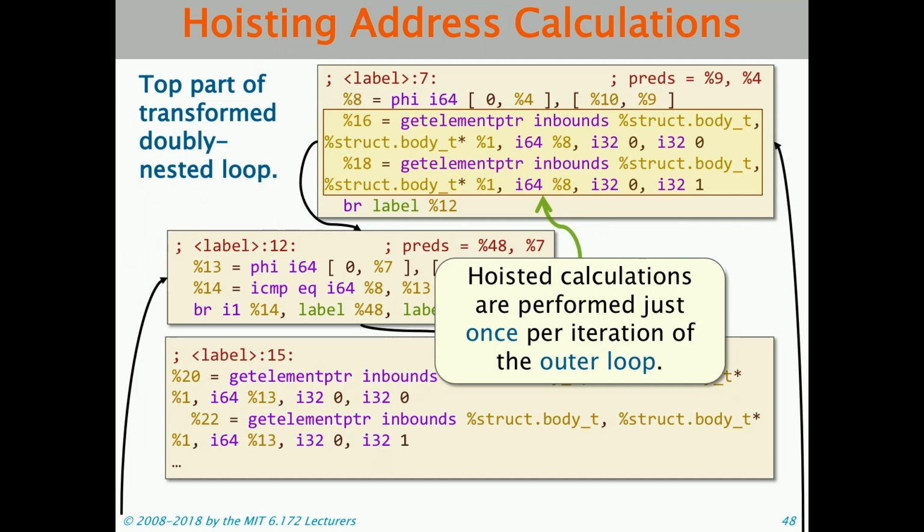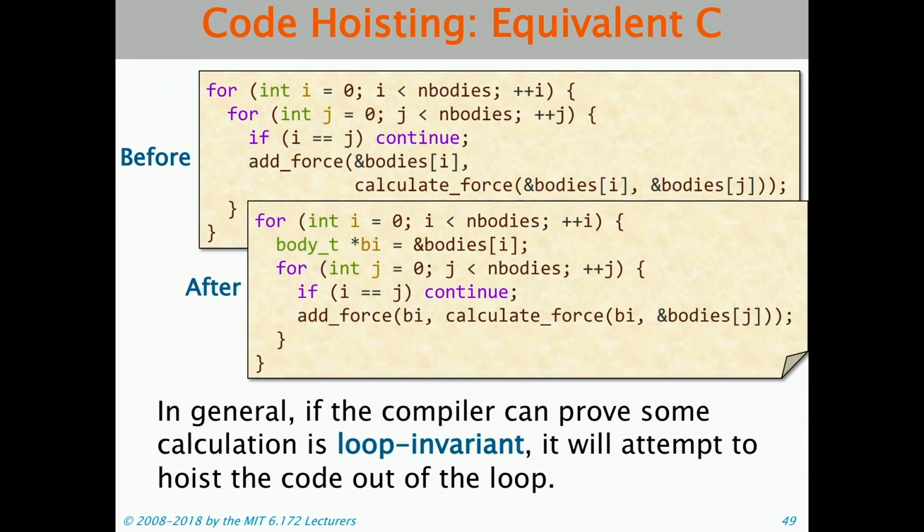So the effect of this optimization in terms of C code, because it can be a little tedious to look at LLVM IR, is essentially like this. We took this doubly nested loop in C. We were calling add force of blah, blah, blah, calculate force, blah, blah, blah. And now we just move the address calculation to get the ith body that we care about. We move that to the outer loop.